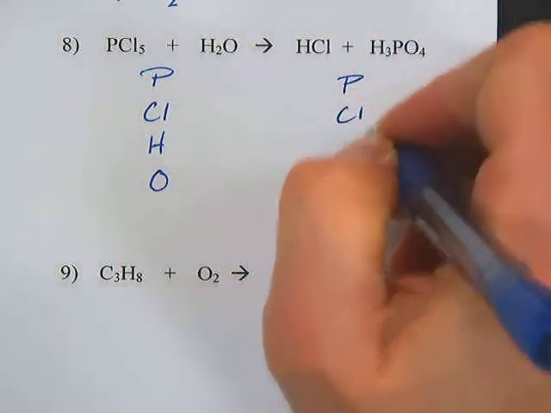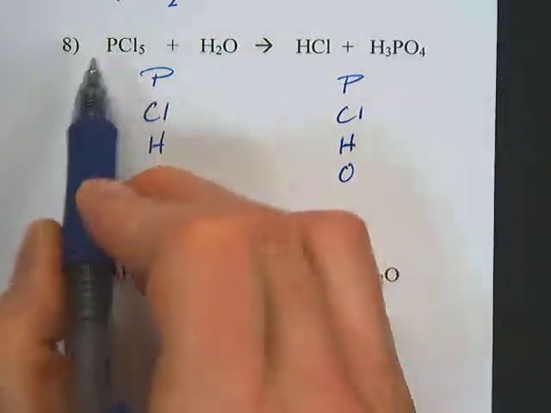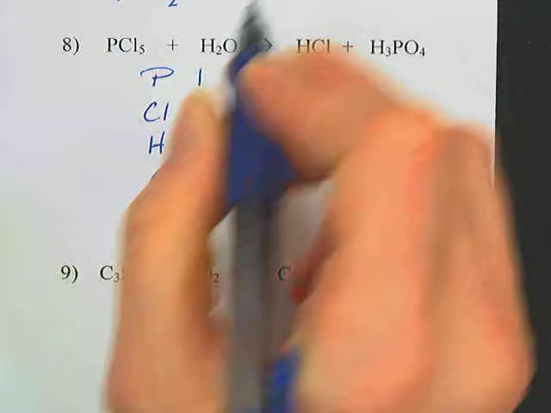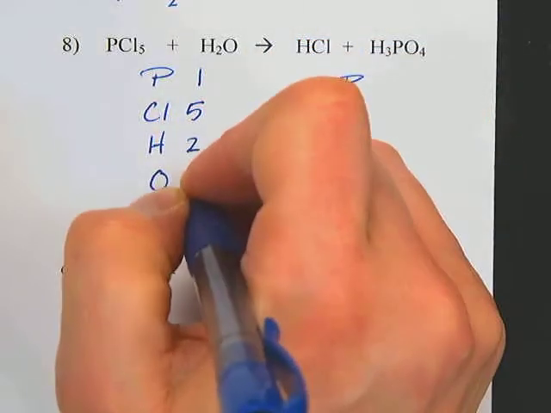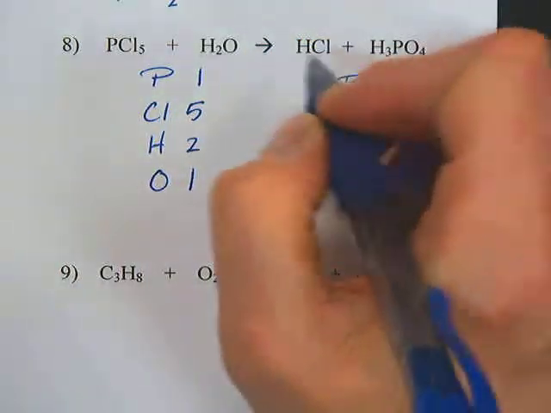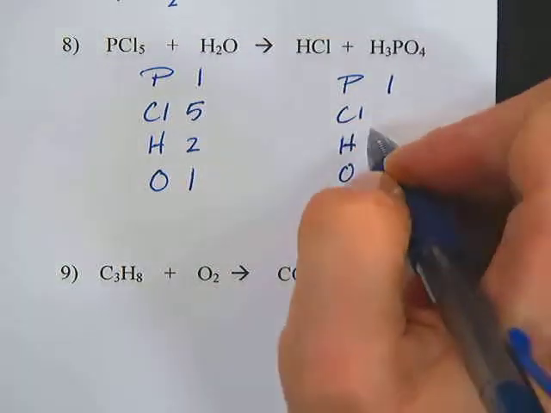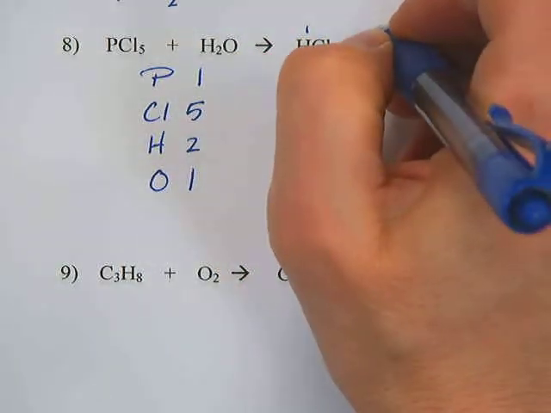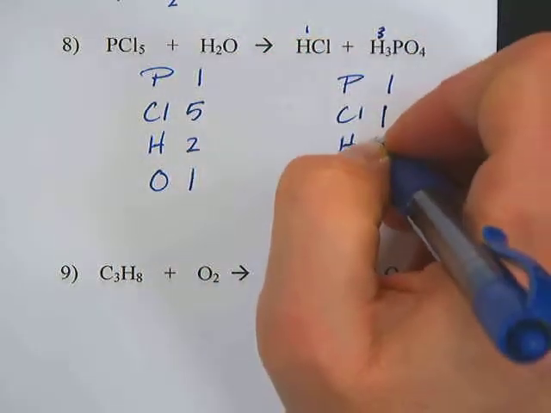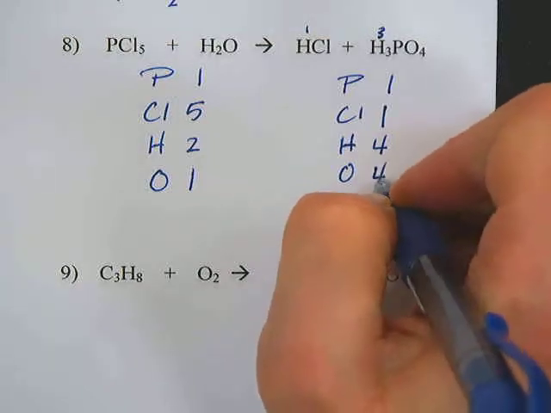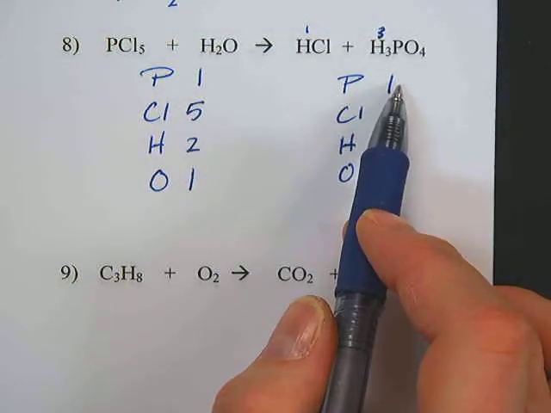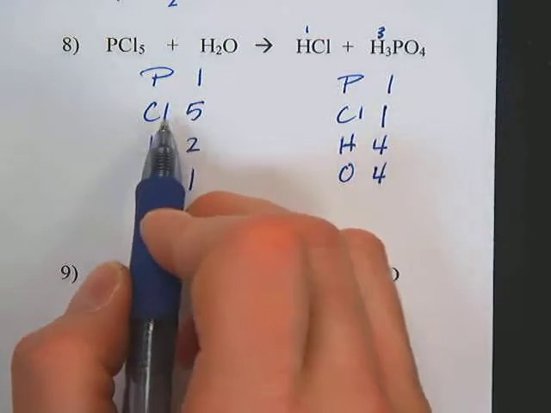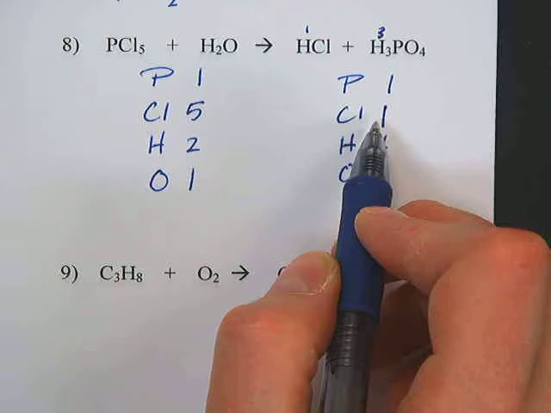And then again, the same thing on the product side. I'm going to put them again in the same order that I did the reactants. So PClHO. So on the reactant side, we have 1 phosphorus, 5 chlorines, 2 hydrogens, and 1 oxygen. On the product side, we have 1 phosphorus, 1 chlorine, 1 hydrogen here, and 3 hydrogens here, so 4 total hydrogens, and 4 oxygens. So the phosphorus is balanced. We're going to leave that exactly like it is.